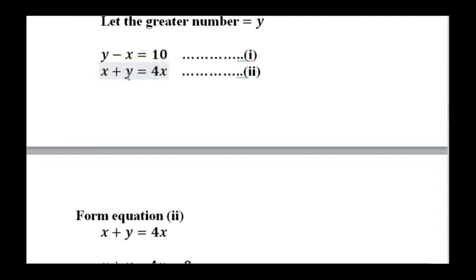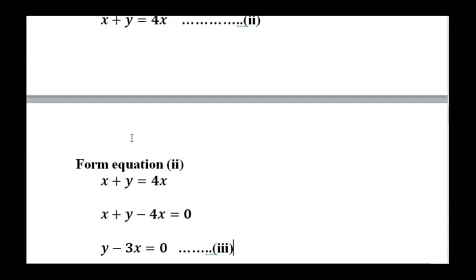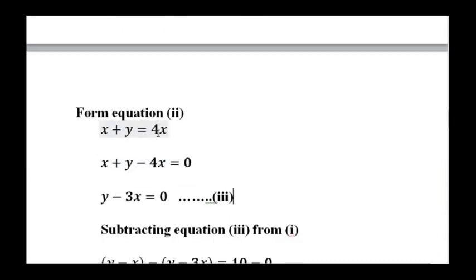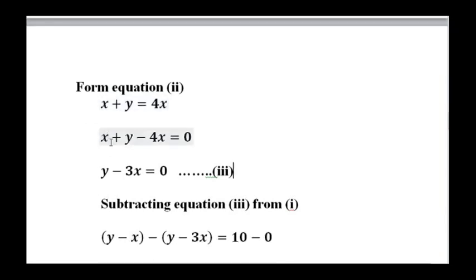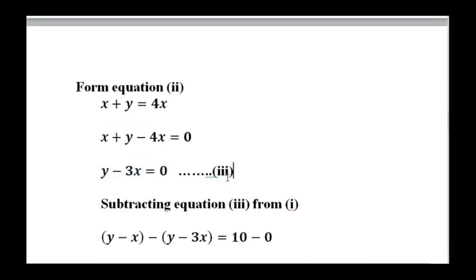This will allow us to have like terms on the left side of the equation that we can add or subtract. So, from equation 2, x plus y equals 4x, I will take this positive 4x from the right side to the left side. So this equation becomes x plus y minus 4x equals 0. Now positive x and negative 4x is negative 3x, so y minus 3x equals 0. I'll name this equation 3.